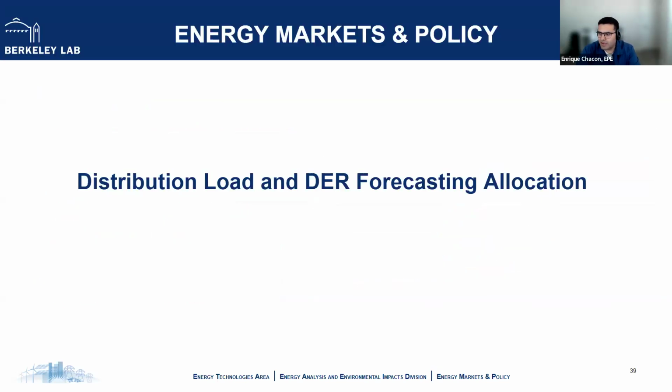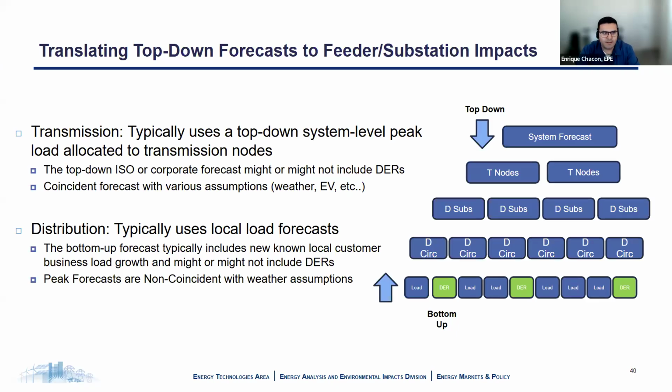Okay, so now let's go ahead and talk about distribution load and DER forecasting allocation. Next slide. There are two forecast methodologies that are typically present here. For the transmission, it typically uses a top-down system peak load allocated to transmission loads. Transmission allocates using a top-down methodology. The risk with this top-down methodology is it may or may not incorporate DERs from the distribution perspective. In addition, it's a coincident forecast with various assumptions, so it considers weather, EV, etc.